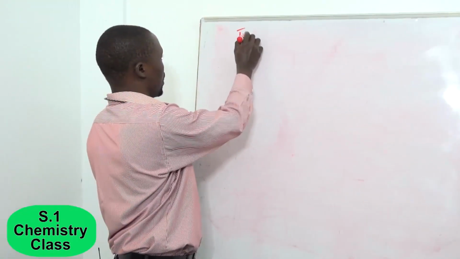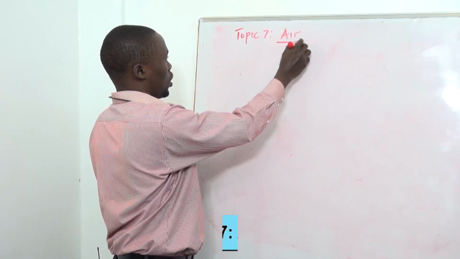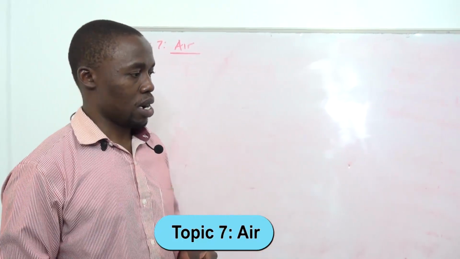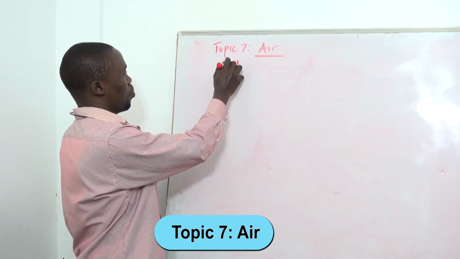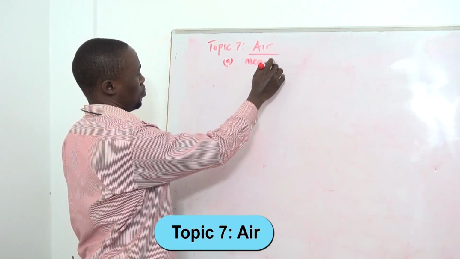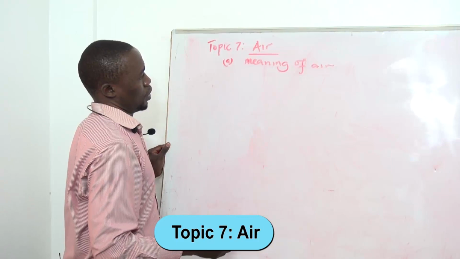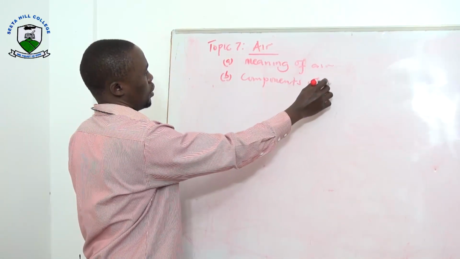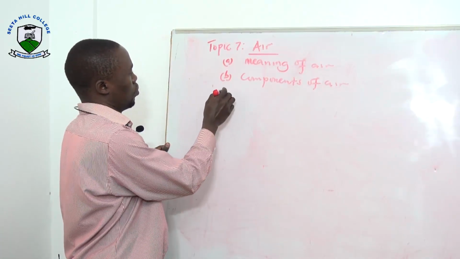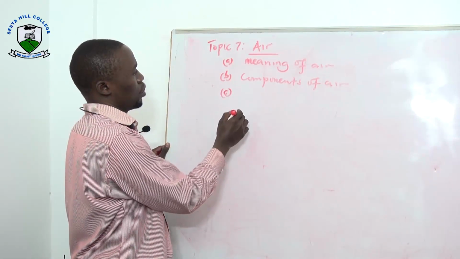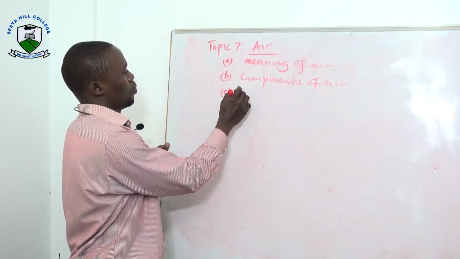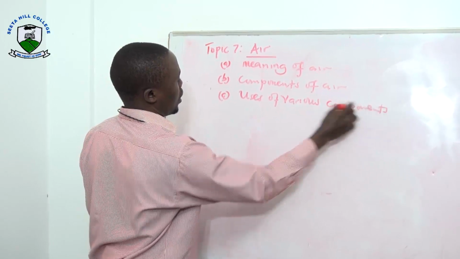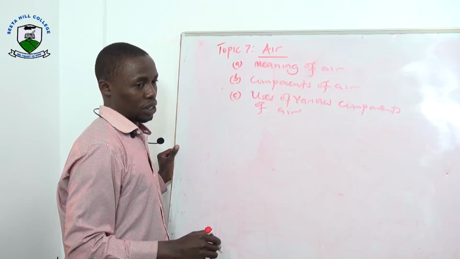And topic 7 is air. Under air, there are also subtopics like meaning of air, then the components of air. Then we shall also visit uses of various components of air. The topic is very short.